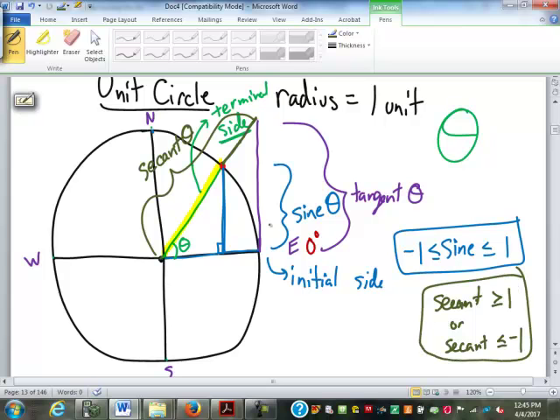The tangent can be anything. If my angle were down here, you can see tangent's almost 0. It's really small. If my angle were up here, you can see tangent would go way up off the screen up there. So tangent can be anything from negative infinity to positive infinity. There's no restrictions on the tangent. The only restrictions on tangent come when we start looking at some of our identities.